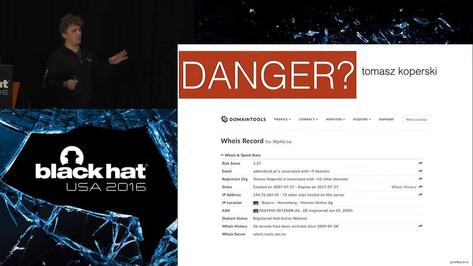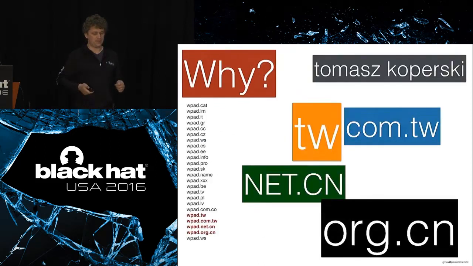I mean, it's not possible to get such domain names nowadays easily. For example, a domain name like WPAD.tw. TW is Taiwan. You cannot buy a domain name from Taiwan if you're not a Taiwan citizen. You cannot buy com.tw if you are not a business in Taiwan. But the people from Poland, and this company, were able to buy these domain names and use them somehow.